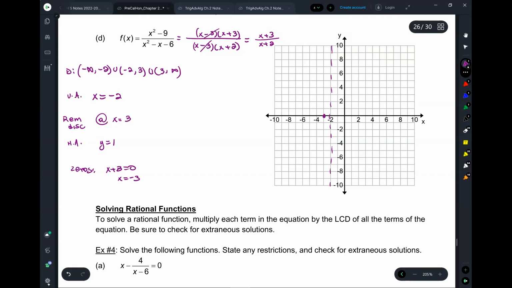Okay, and now I'm going to tell you to do something. Let me put in the horizontal asymptote. Okay, so take a look. So this is how it looks. And then at x equals 3, there is a removable discontinuity, right? You have to figure out where that is.